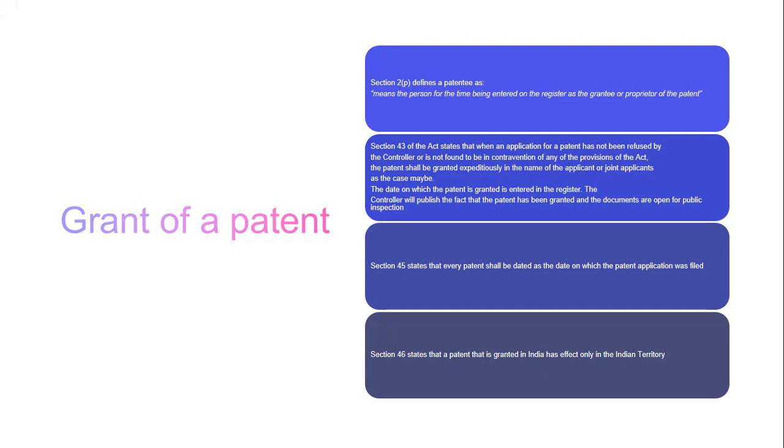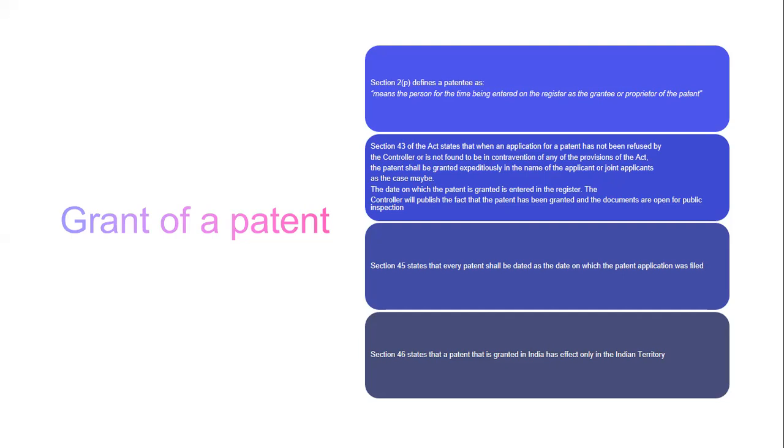Now, Section 43 states that when an application for a patent has not been refused by the controller or is not found to be in contravention of the provisions of the Act, the patent shall be granted expeditiously in the name of the applicant or joint applicants, as the case may be. What does this mean? That you have filed your patent application, everything has been found in order, and there is no contravention of the provisions of the Act.